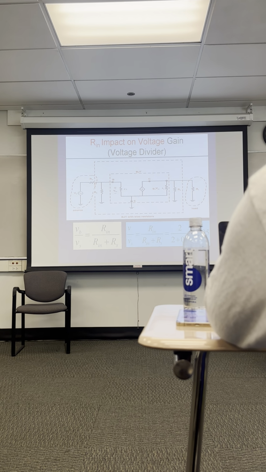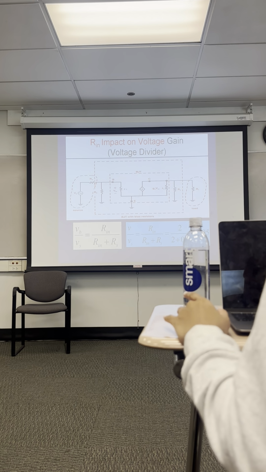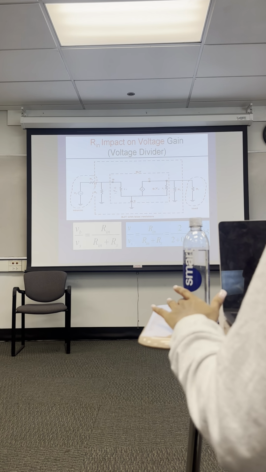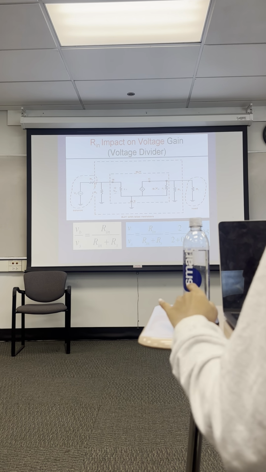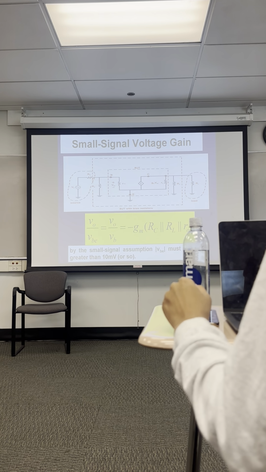So most of the signal passes into the base of the transistor. So it's not equal to 1. The next part is our gain.